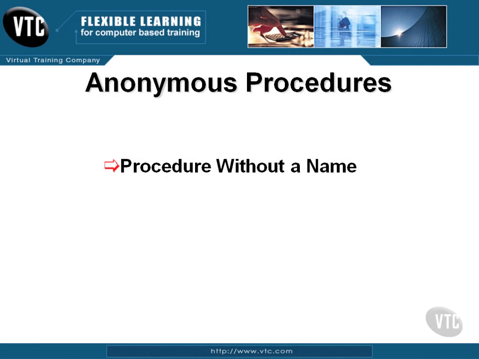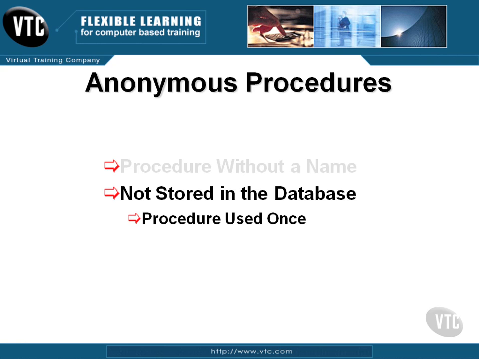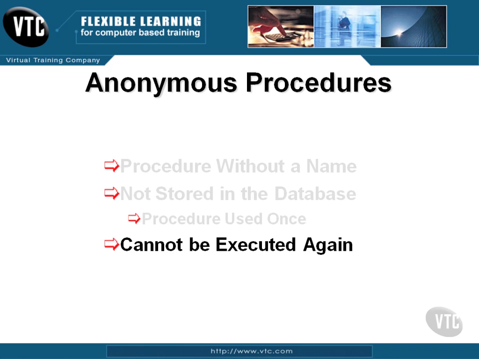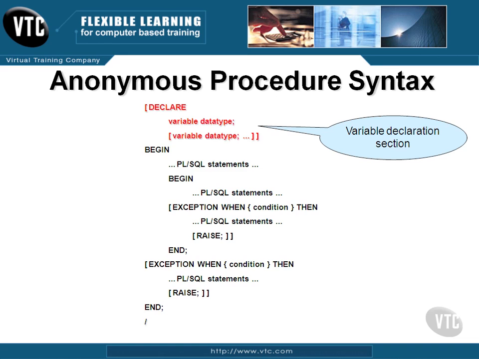Now we're going to start to dig into a little bit of detail and some example code. The easiest thing to start with in PL/SQL is an anonymous procedure. As I said, it is a procedure without a name. It is not stored in the database because it's only used once. If you wanted to store it, you'd have to give it a name and then it would become a named procedure. It cannot be executed again because you haven't stored it, just to reiterate.